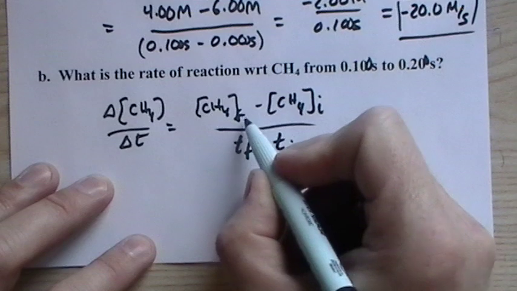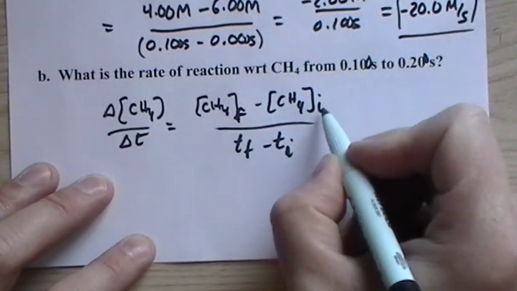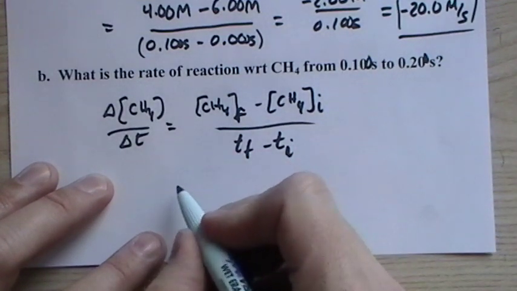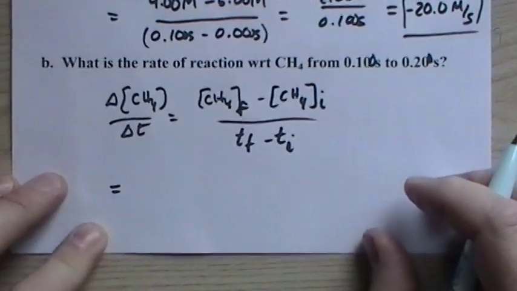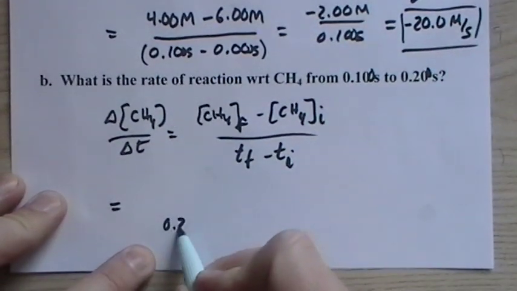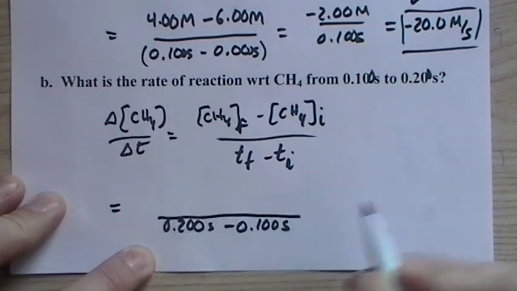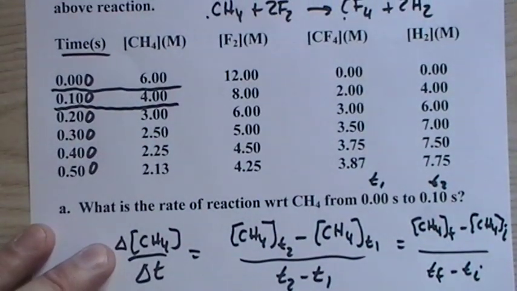Sometimes you'll see this as T. For the final, there's say time T, and then this will be 0 for initial. But in this case, we're not starting out at 0 seconds, though it is very common to do so. So let me write it down. I'm going to put it over here. All right, now we have T final is 0.2 seconds. T initial, 0.1. And so we go up to 0.2 is 3 molars. 0.1 is 4 molars.